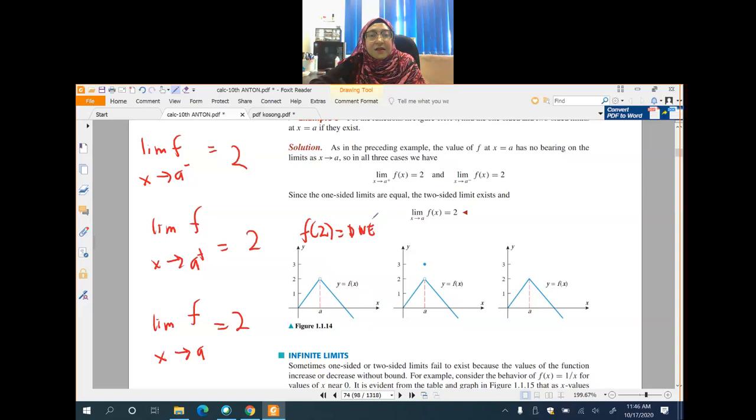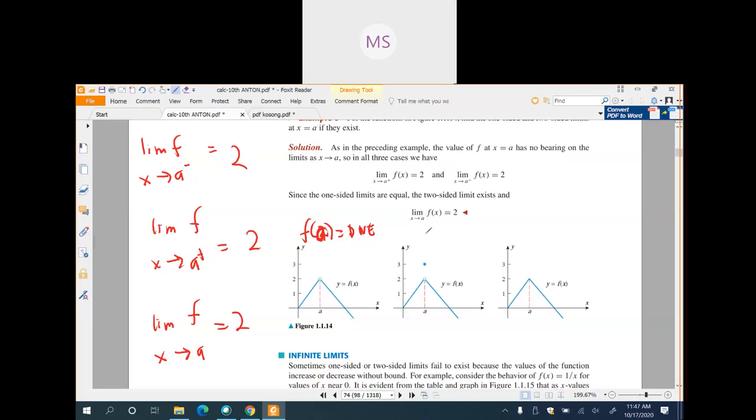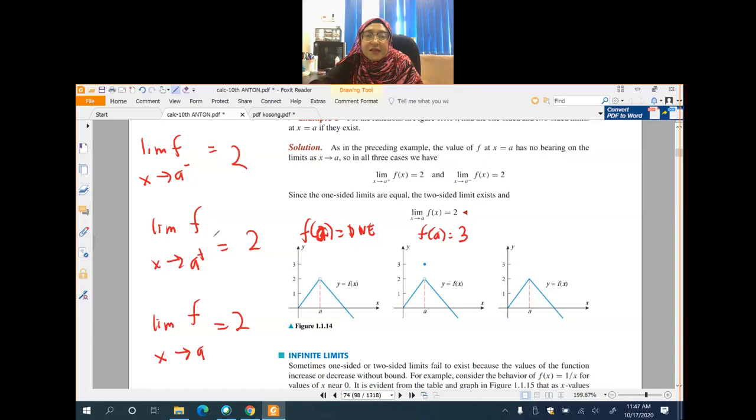F of a does not exist because it is a hollow dot. It's a hollow dot, this one. Does f of a exist? It exists, and f of a is equal to 3. And for the other limits, they are the same as in the previous graph.